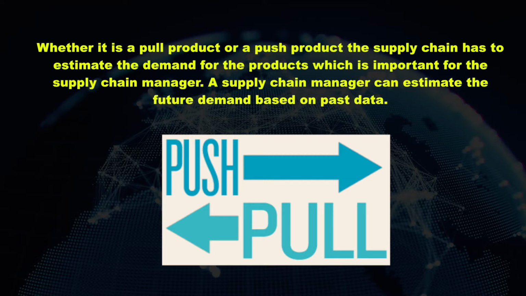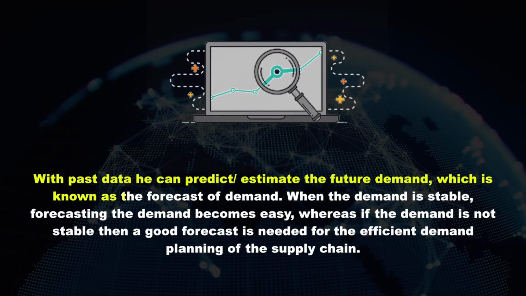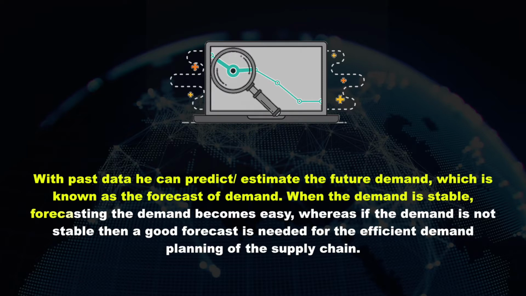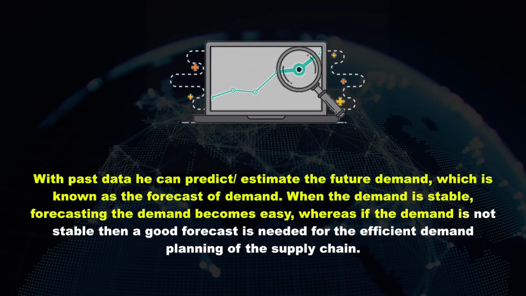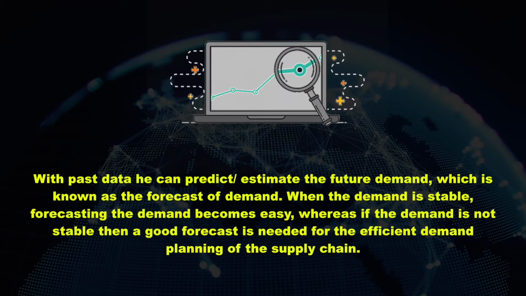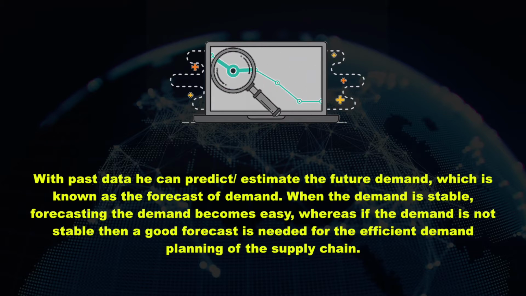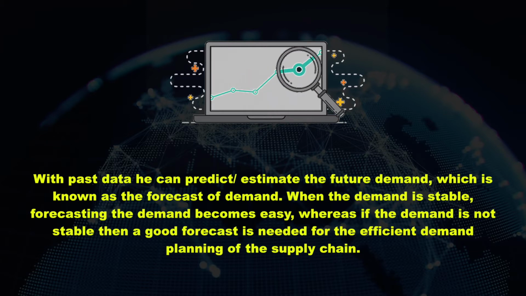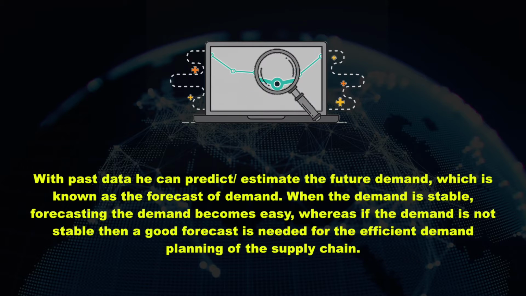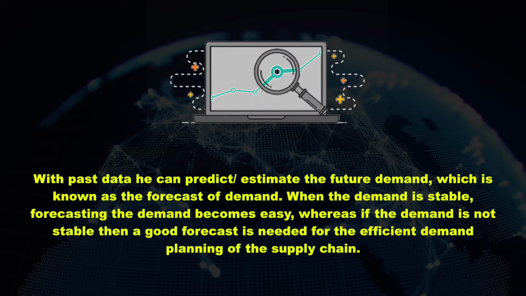A supply chain manager can estimate the future based on the past data. With the past data, he can predict or estimate the future demand, which is known as the forecast of demand. When the demand is stable, forecasting the demand becomes easy, whereas if the demand is not stable, then a good forecast is needed for the efficient demand planning of the supply chain.